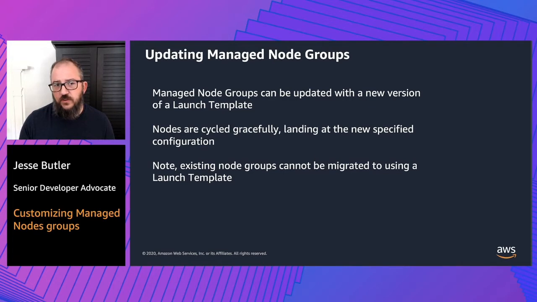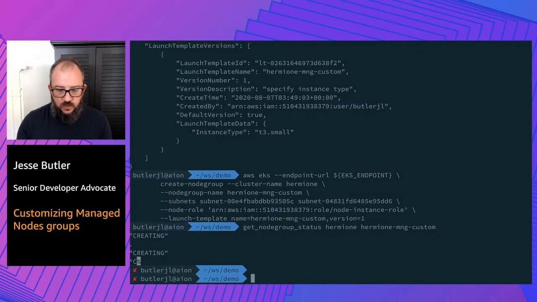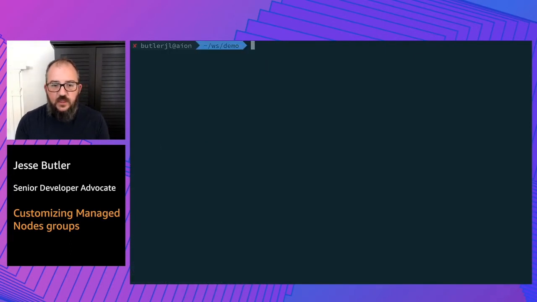One thing to note, existing node groups can't be migrated to launch templates. So if you have an existing node group that doesn't use a launch template, you're going to have to create a new one. So let's jump back over to the terminal quick and take a look at updating a node group. Okay, let me clear up the screen.